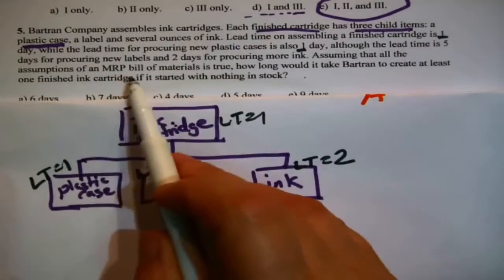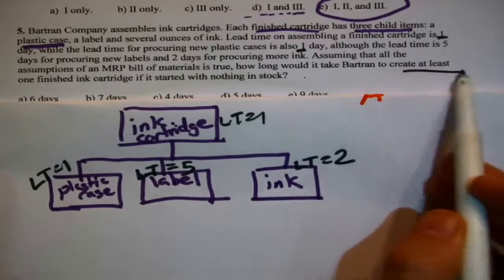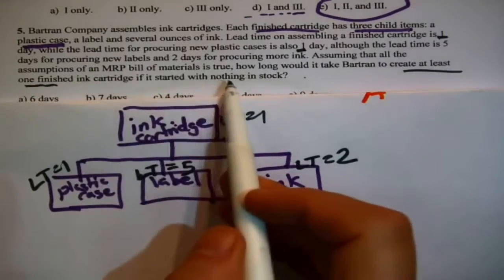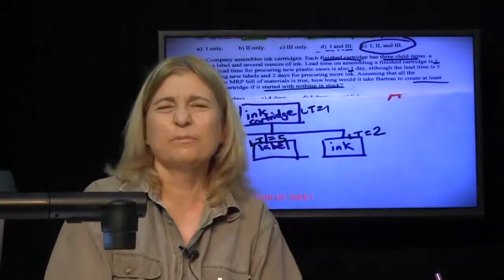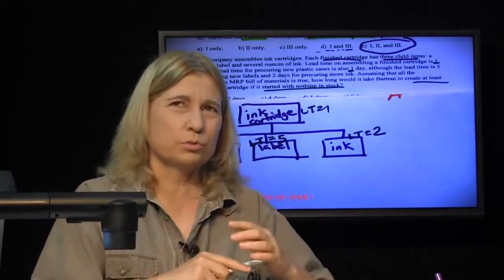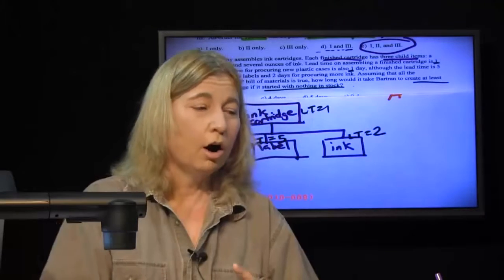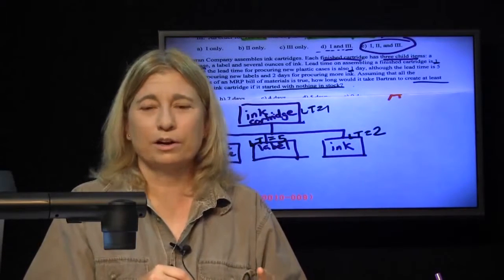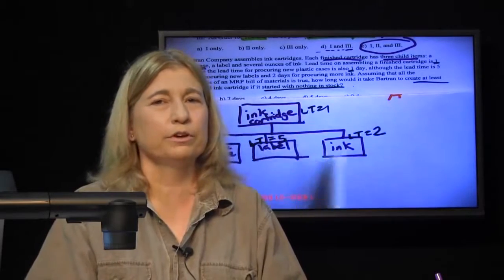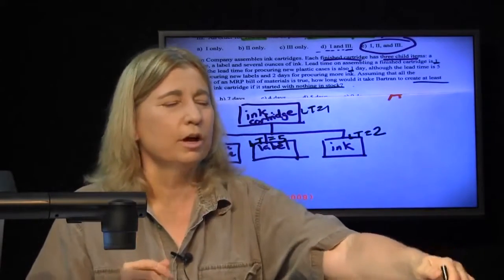What is it I'm supposed to answer? Assuming that all the assumptions of an MRP bill of materials are true, how long would it take Bartran to create at least 1 finished ink cartridge if it started with nothing in stock? You're thinking, huh? This is actually a time-phased product structure diagram problem. Although, if you're good at picturing this, you could probably figure it out just in your head, just with logic.